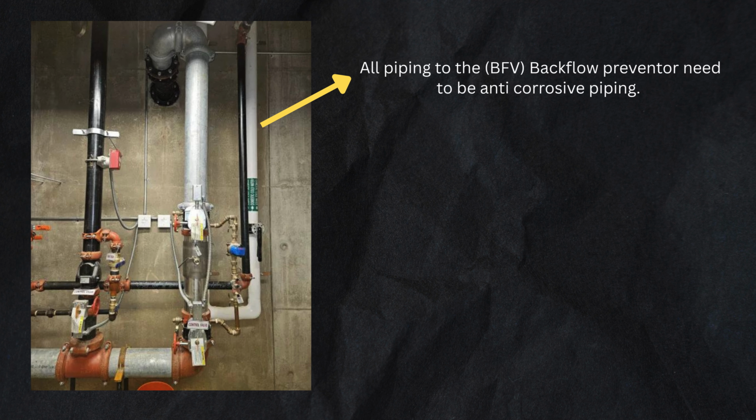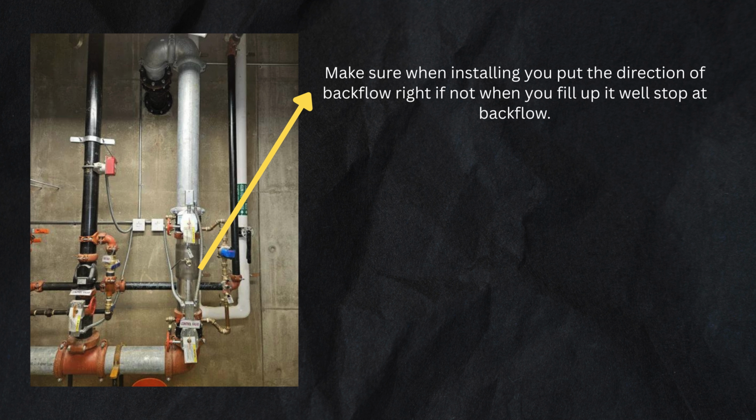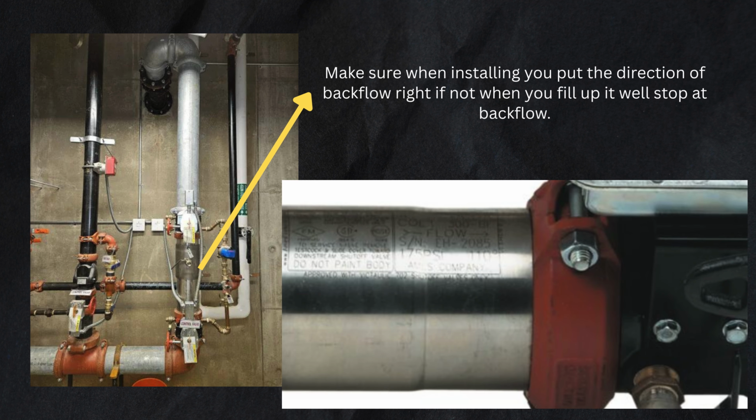All piping to the BFV backflow preventer needs to be anti-corrosive piping. Any bypass on the BFV, like this C300 for the water meter, also has its own double check valve. Make sure when installing you put the direction of backflow right. If not, when you fill it up, water will stop at the backflow.